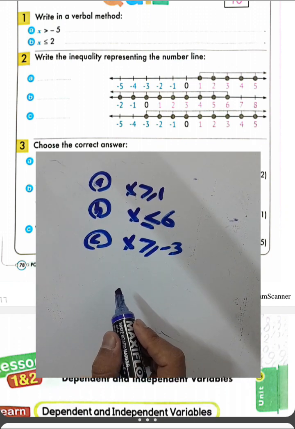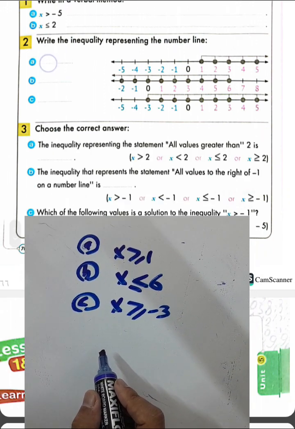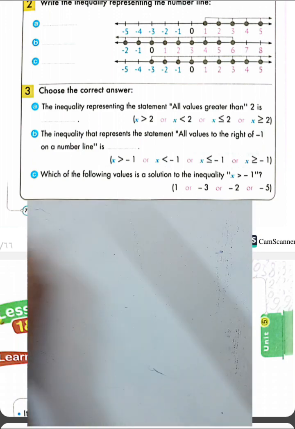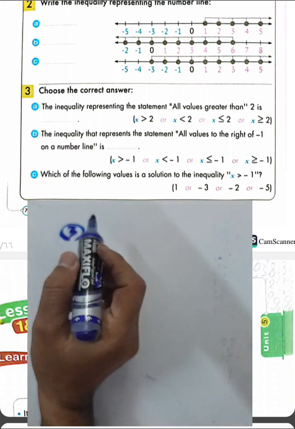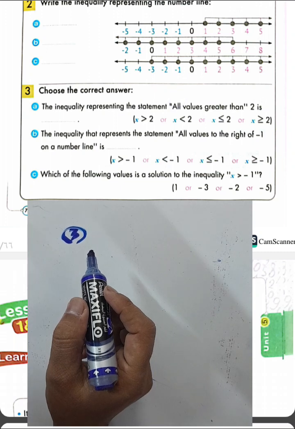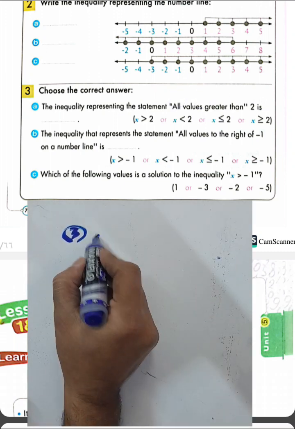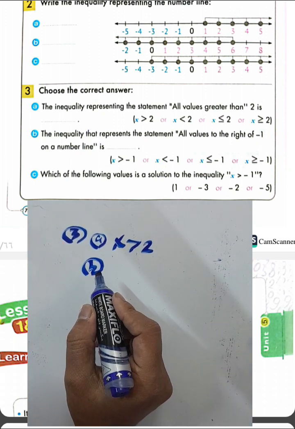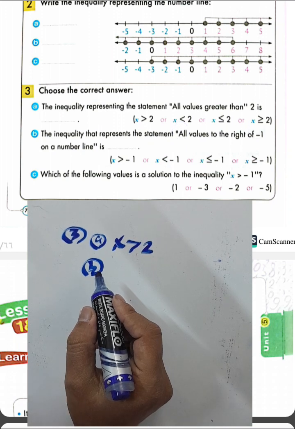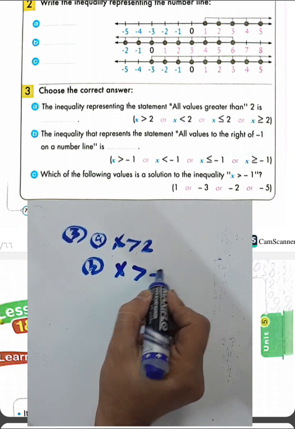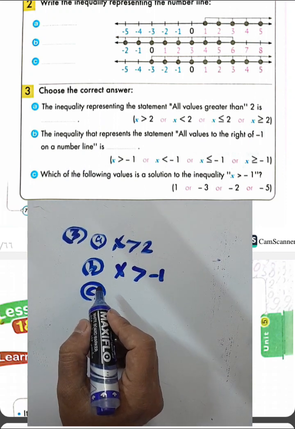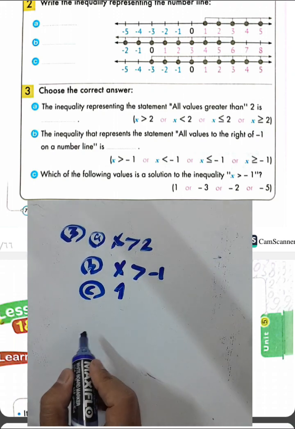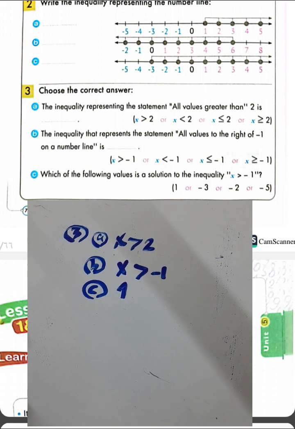Next question, choose the correct answer. Number 3. The inequality that represents the statement all values greater than 2 will be x greater than 2. Letter B. The inequality that represents the statement all values to the right of -1 will be x greater than -1. Letter C. Which of the following values is a solution to the inequality x greater than -1? Which is greater than -1? It will be 1. 1 is greater than -1. Okay. It was page 78.